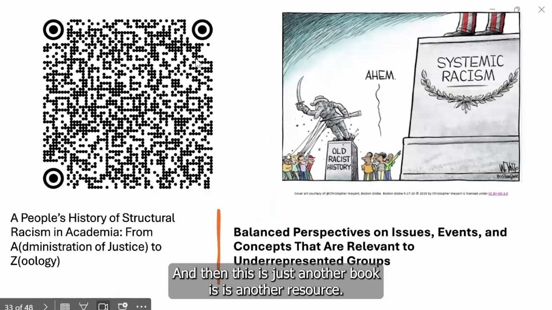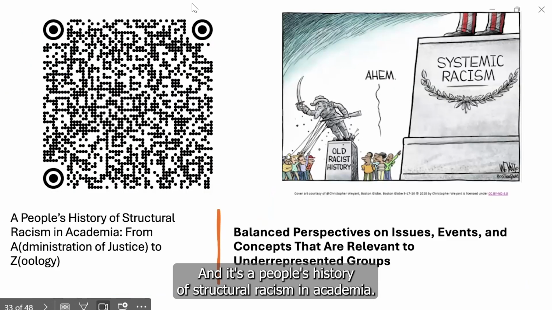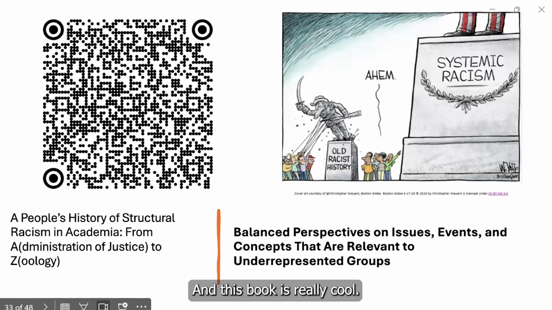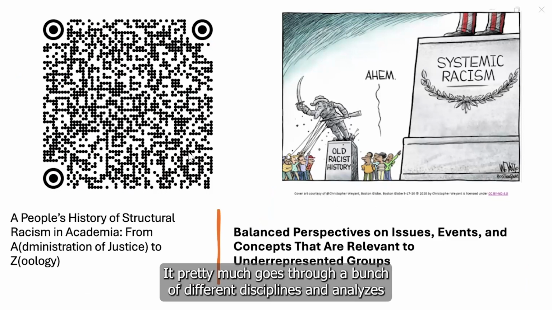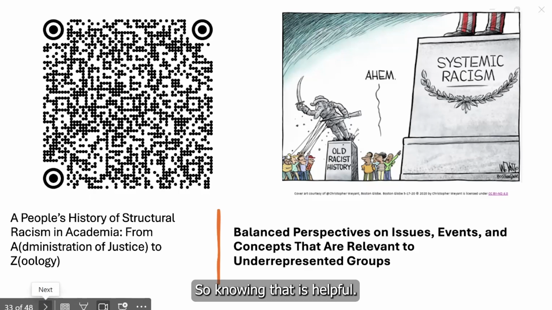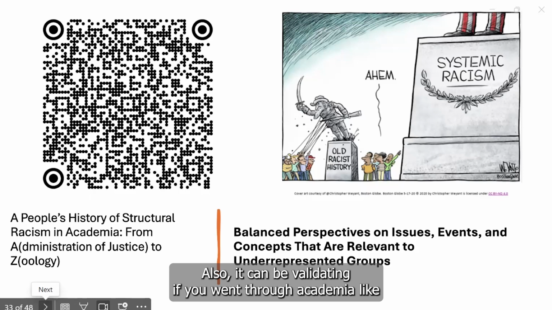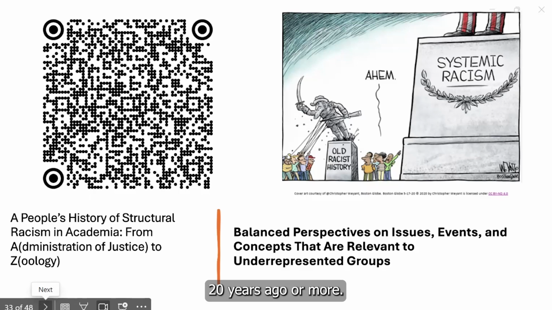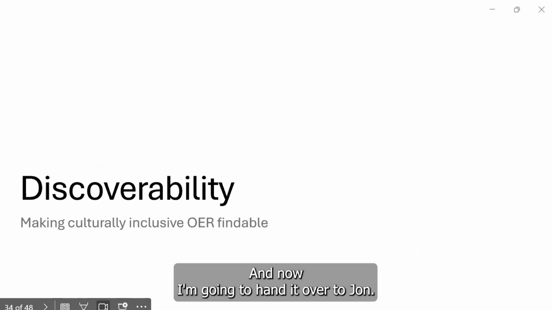And then this is just another resource, and it's A People's History of Structural Racism in Academia. And this book is really cool. It pretty much goes through a bunch of different disciplines and analyzes how they have been historically racist. And so knowing that is helpful. Also, it can be validating if you went through academia like 20 years ago or more. And I'm going to hand it over to John.